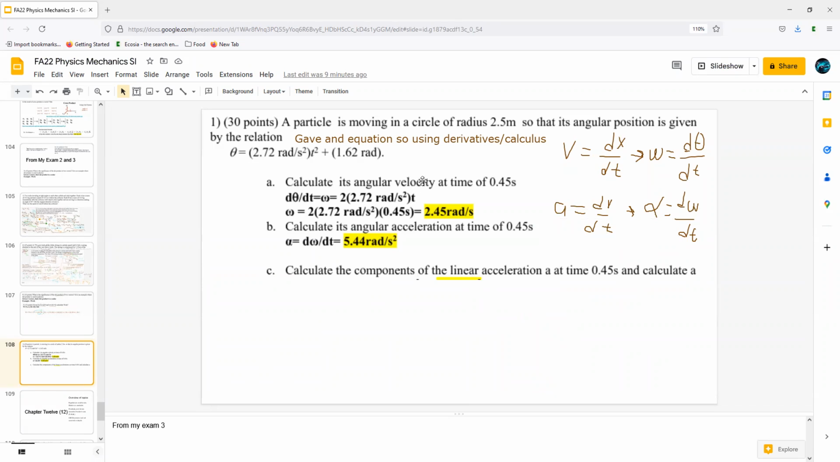But first off, it asks for the angular velocity at a certain time. In order to get that, we have to use this derivative here, right? So we're given theta, and we're going to derive it. Theta to omega is a derivative.